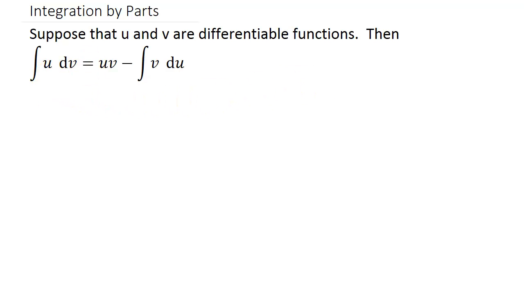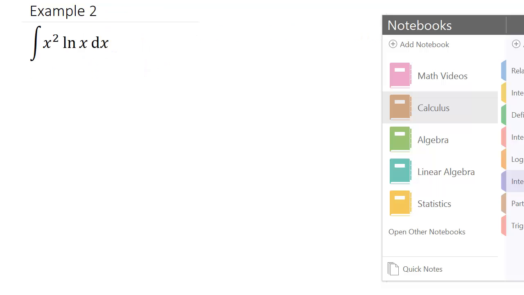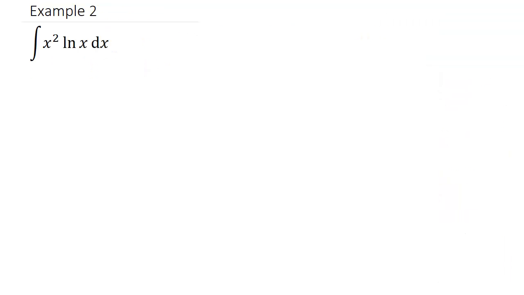Alright, so let's take a look at example 2. I've got the integral of x squared natural log x dx. So in this case, of course, natural log is the more complicated looking function, but we don't have an integration rule for it. Okay, so what we're going to do is we're going to let dv equal x squared.